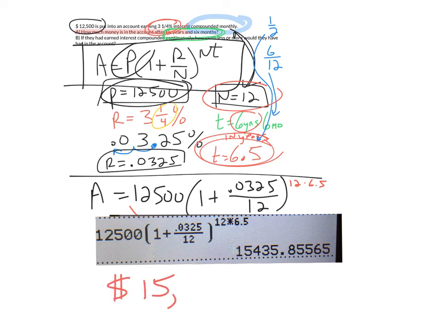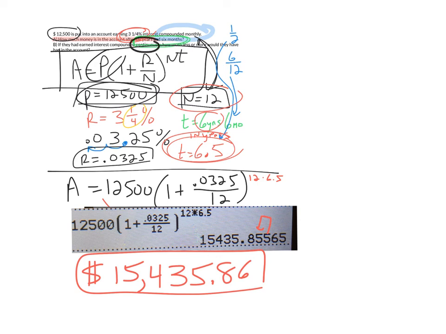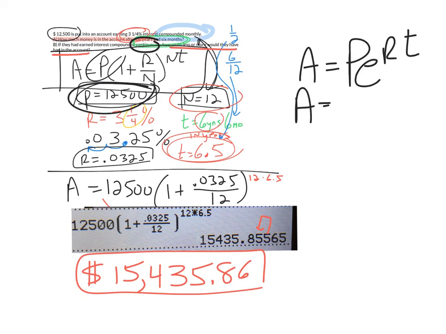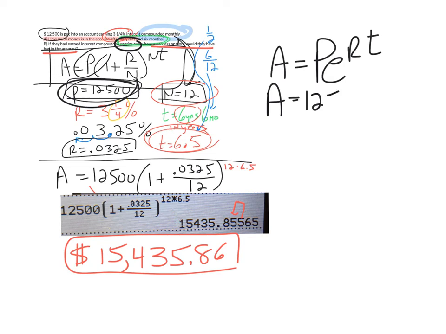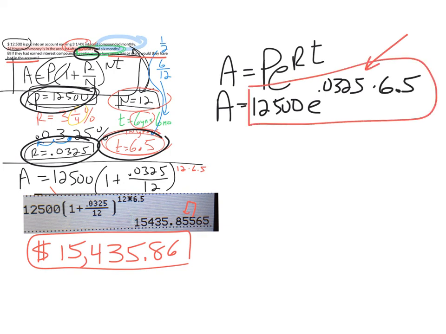So here the balance is $15,435.86. In letter B, if they had to earn interest compounded continuously, so now I'm going to be using interest formula 2 for continuously, how much less or more would they have had in the account? Well, let's plug into interest formula 2. I have the principal, which is still 12,500, so that's letter P, times E, raised to the R times T. Well, the rate is still 0.0325. The time is still 6.5, so times 6.5. So this is the expression that I need to enter into the calculator to get the balance if the interest is compounded continuously.